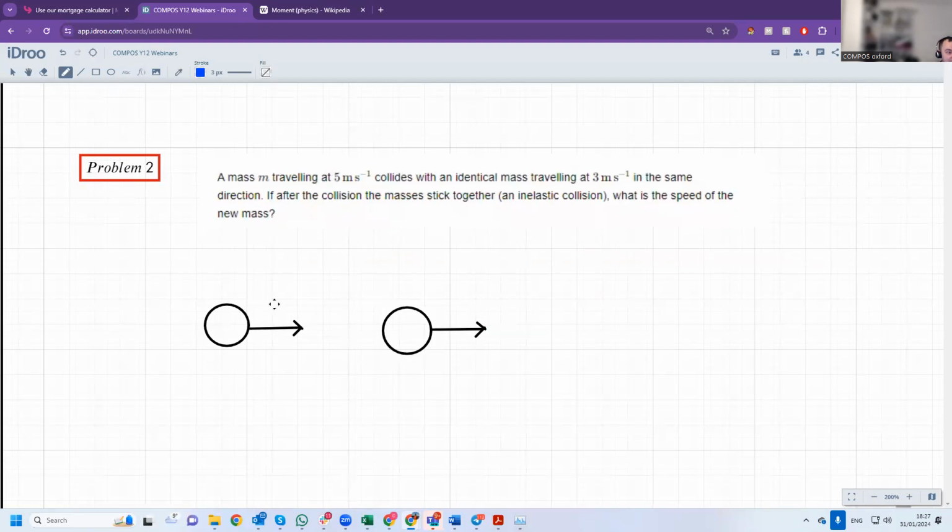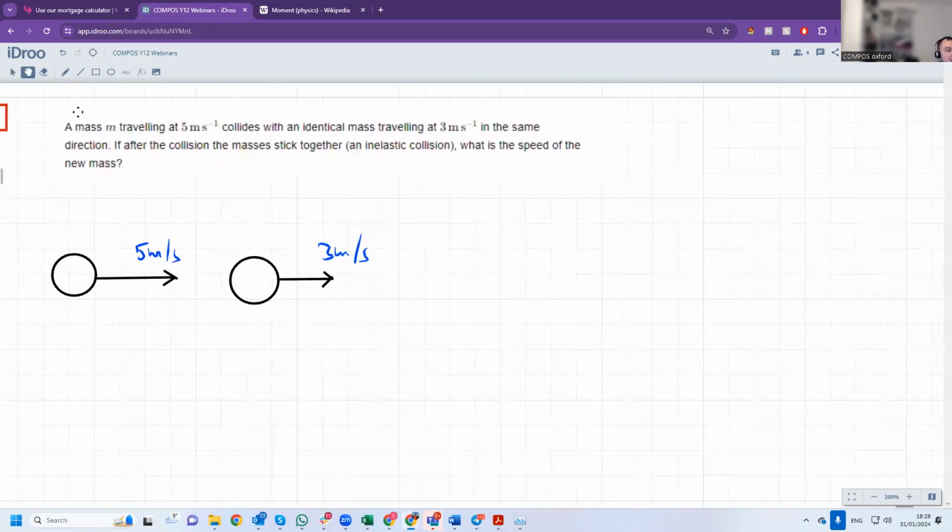Reasonably simple question. So this one is, of course, 5 meters per second, and this is 3 meters per second. So we draw this arrow longer, and they collide. So momentum is conserved. That means momentum before is equal to the momentum after. Let's do a slightly formal approach. The total change in momentum is 0.